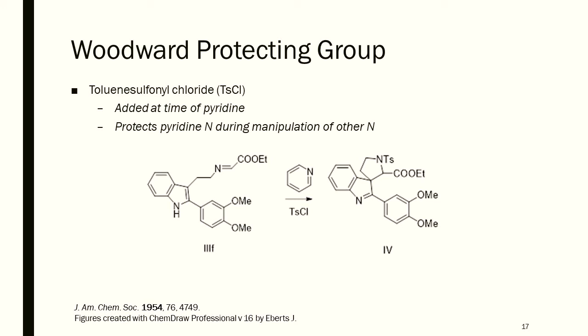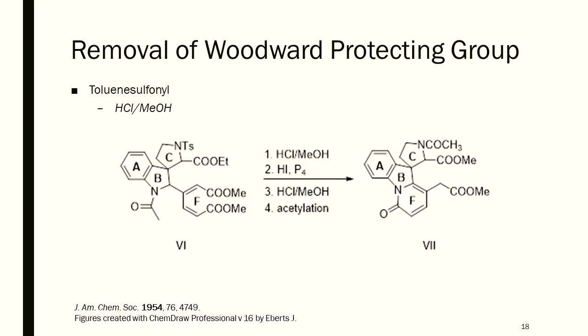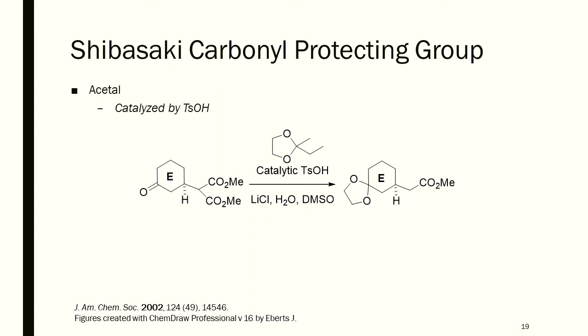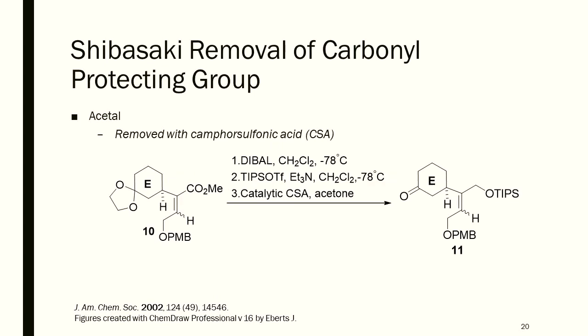He added it when he added the pyridine, and it protects the pyridine nitrogen during the manipulation of the other nitrogen in the compound. Woodward removed the toluene sulfonyl group with hydrochloric acid at the same time he reconfigured ring F. Shibazaki's first protecting group was on the carbonyl using an acetal. This addition was catalyzed by tosylic acid. The acetal was removed with camphor sulfonic acid, CSA.